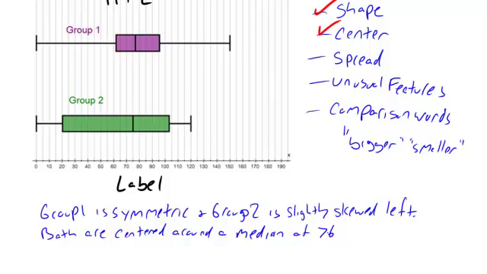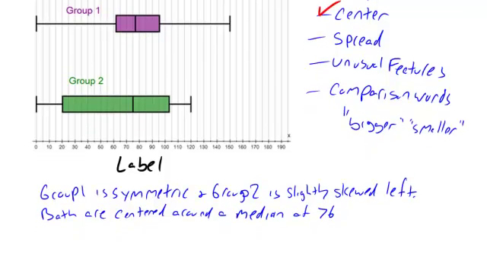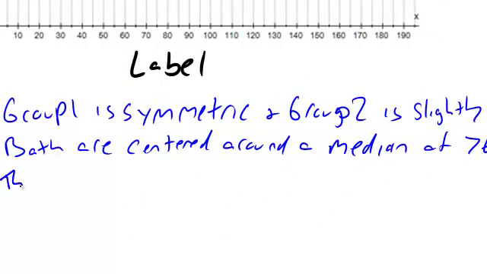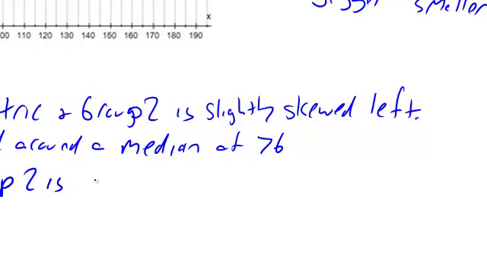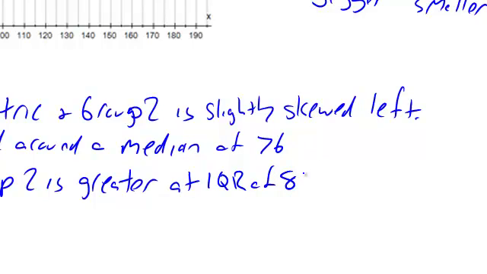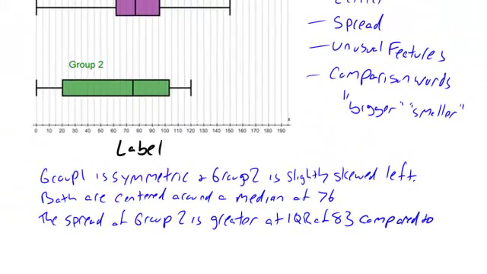My spread, I'm going to use the IQR. So my IQR of group 1, I already calculated it to be about 35, and IQR of group 2 is about 83, so I need a comparison word. So I'm going to say the spread of group 2 is greater. Nice comparison word, greater. At IQR of 83 compared to 35.